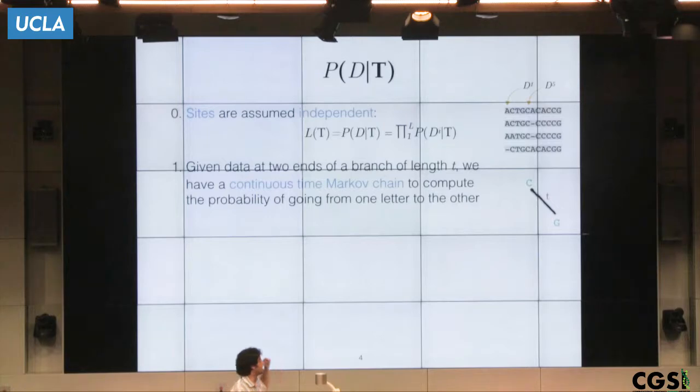Okay, so with that assumption, you need only three ideas to be able to compute the likelihood of a tree given your sequence data. The first one is this idea of using a continuous time Markov chain for a branch. So if you have a branch of length t, you start with some letter, let's say C, and you wind up with another letter G. You can compute the probability of this event happening. What's the probability of going from C to G in time t? For this, we have continuous time Markov chain models of sequence evolution.